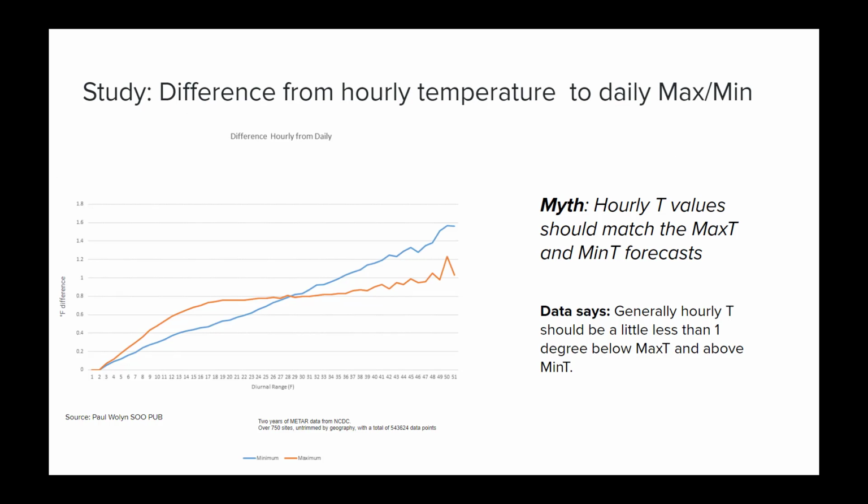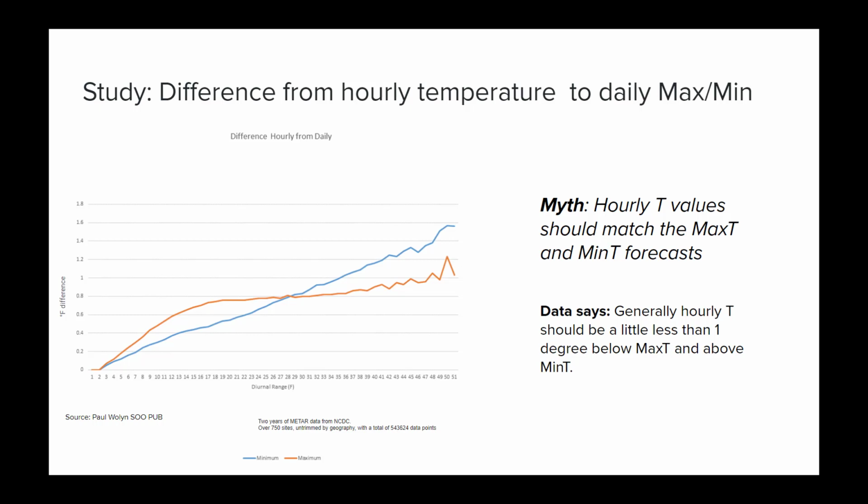There is a myth among forecasters that hourly temperature should match the max and min temperatures in the GFE forecast. That's not actually true. The hourly temperature forecast in the GFE is a top-of-the-hour forecast, not an average or a min or max temperature that hour, just the value at the top of that hour.